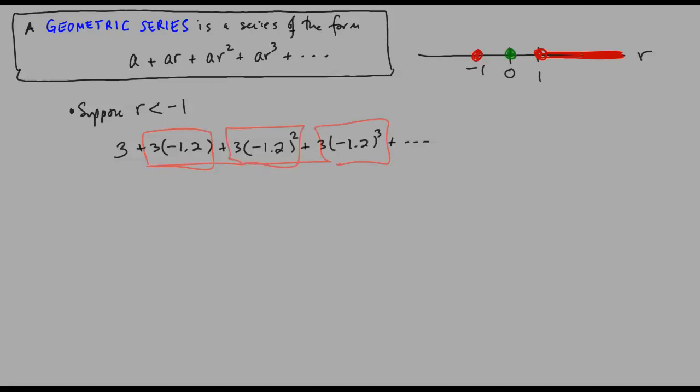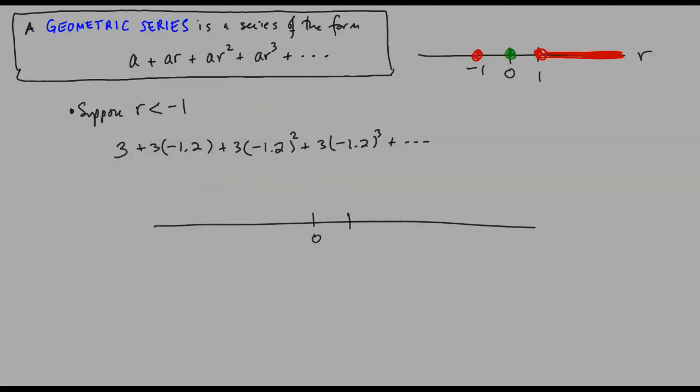The signs keep switching. This one's going to be negative, and this one's going to be positive, and this one's going to be negative, and so on and so forth, which means that in our running total, our partial sums, we're going to be adding a number and then subtracting something that's bigger, and then adding something that's bigger, and then subtracting something that's bigger. So we're going to be jumping around the number line like crazy.